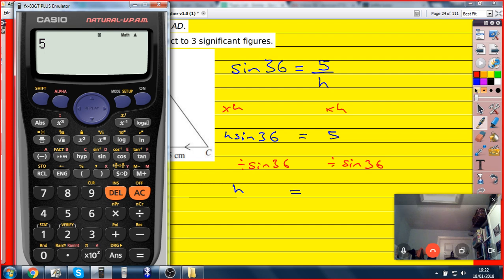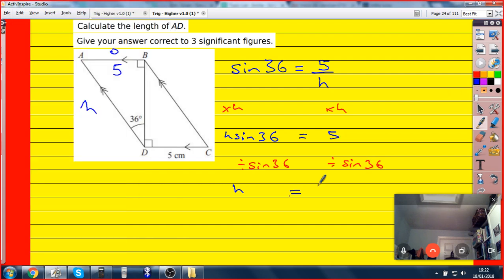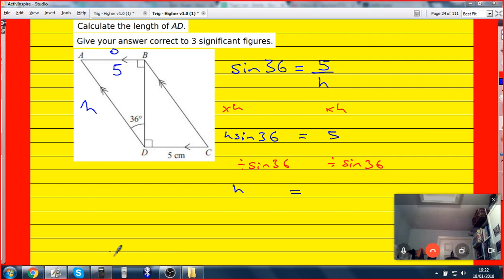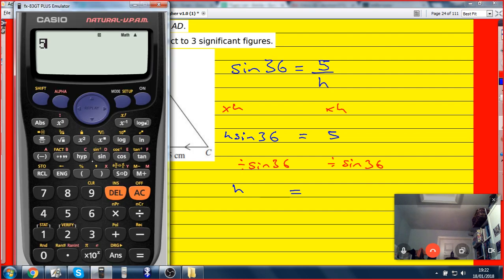Oh, do you have to do shift? Or would you just divide it? You just divide it. So you just put 5 divided by sine 36. That's it.